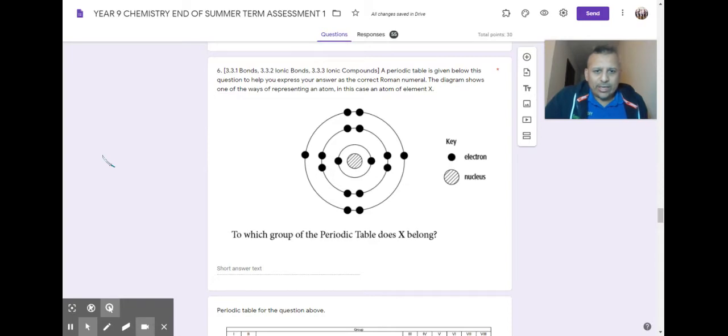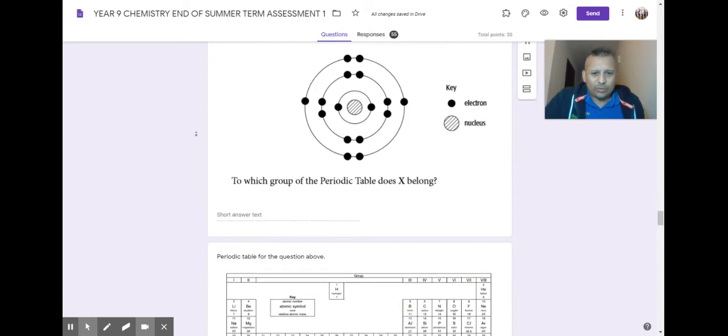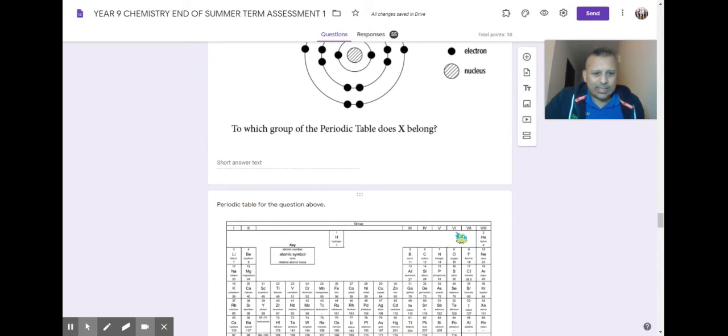6 electrons on the outer shell of the next atom, and you needed to make sure that you followed the hint. Periodic table is given below this question to help you express your answer as the correct Roman numeral. So it was 6, but you needed to give that answer as a capital V and a capital I.